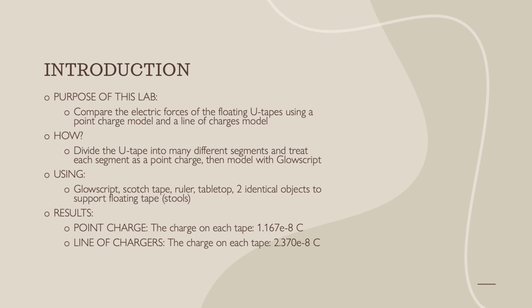The purpose of this lab is to compare the electric forces of the floating U-tapes using a point charge model, which we did last week, and then this week we're using a line of charges model. To do the line of charges model, we divided the U-tape into many different segments. You'll see in the code it was 50, and then we treated each segment as a point charge and modeled that with GlowScript. So we used GlowScript to code, and then the stuff we used last week to do the actual physical model were tape, ruler, tabletop, and then the stools like we went over last time.